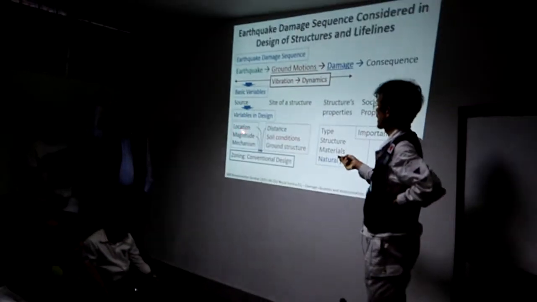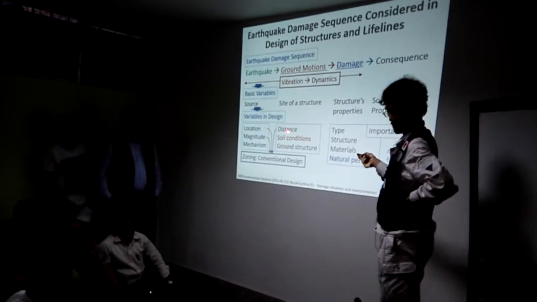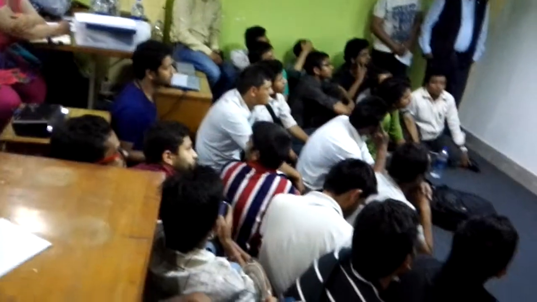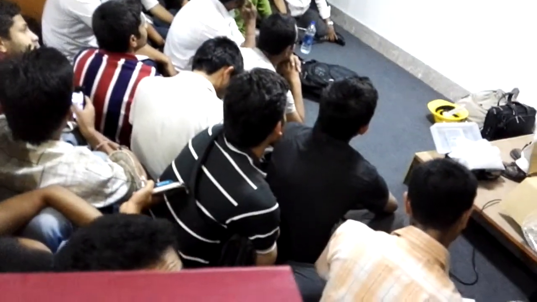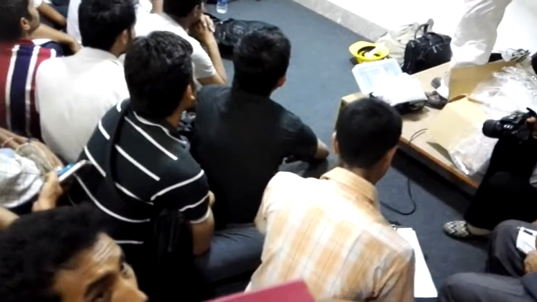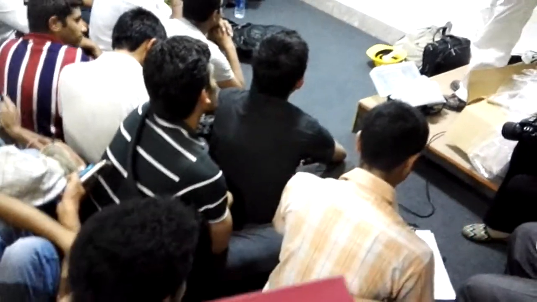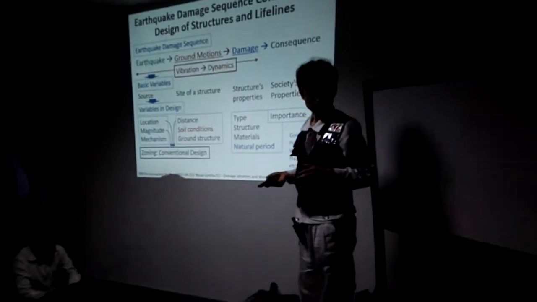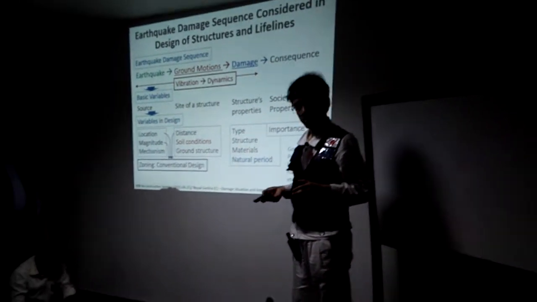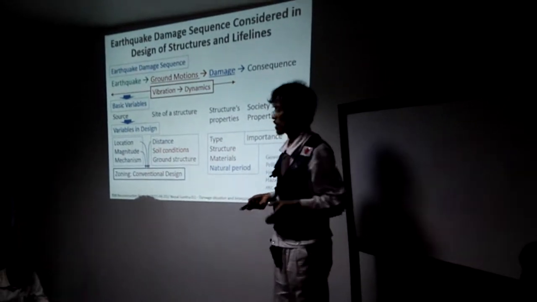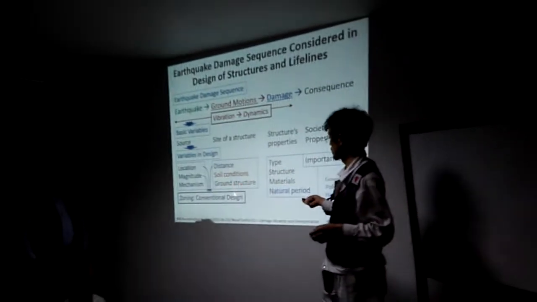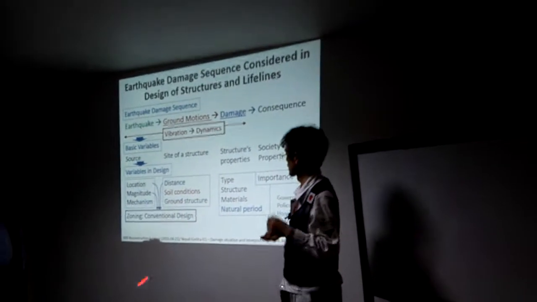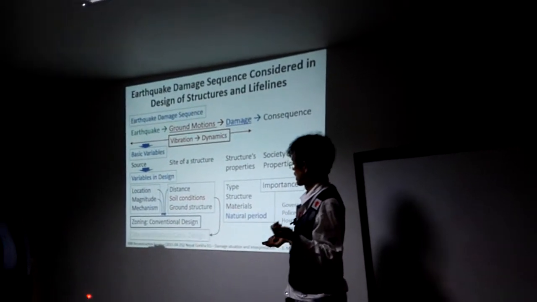Earthquake location, magnitude, and the epicentral distance have already been introduced into the design procedures as the concept of zoning in the conventional design. Your building design code, NBC 105, has already introduced it in the zoning map. Yes?